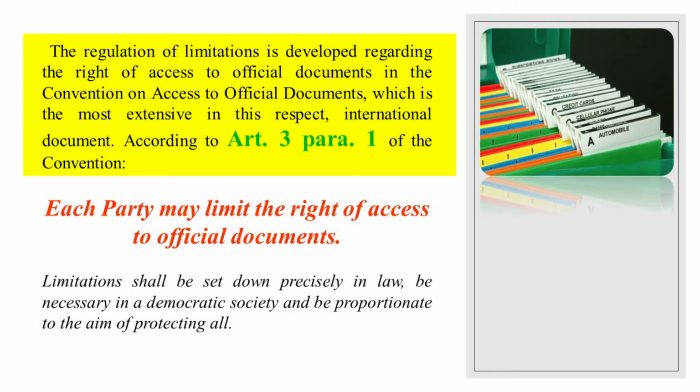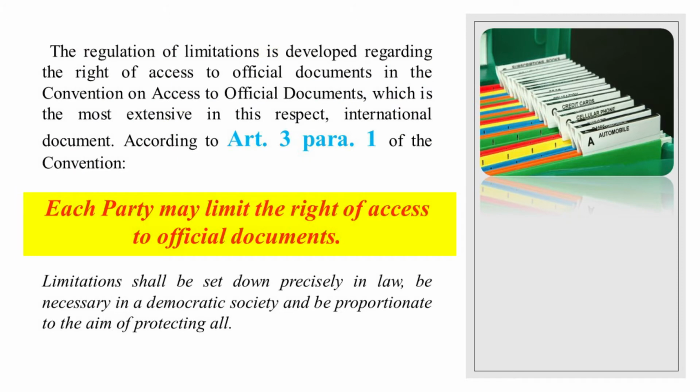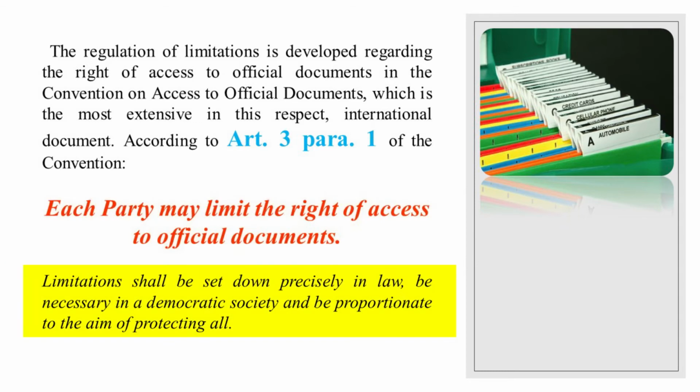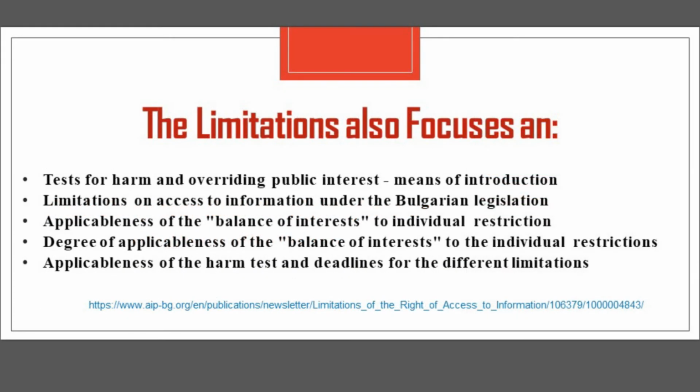International documents, according to Article 3, Paragraph 1 of the Convention. Each party may limit the right of access to official documents. Limitations should be set down precisely in law, be necessary in a democratic society, and be proportionate to the aim of protecting all. The limitations also focus on tests for harm and overriding public interest.